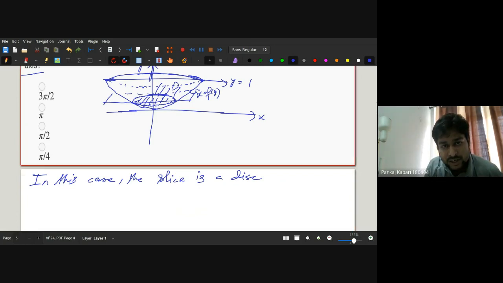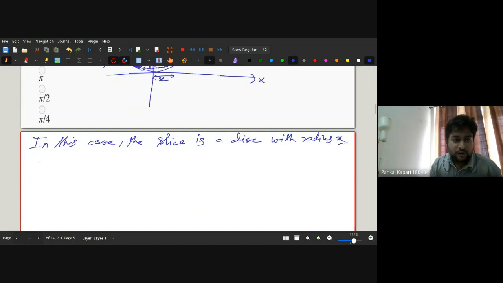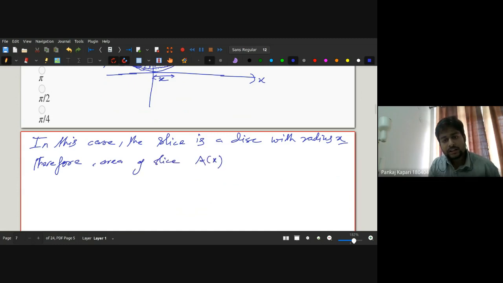How much is the radius? This is the radius, right? The distance from the y-axis, this x, so it is a disk with radius x. It's x units, and therefore what is the area of this slice? The area is just pi x square.